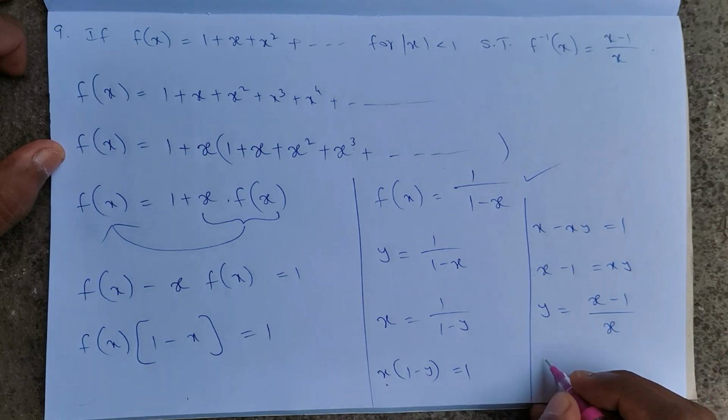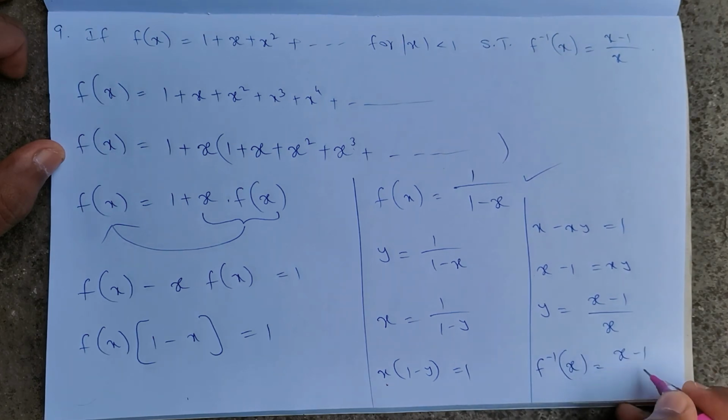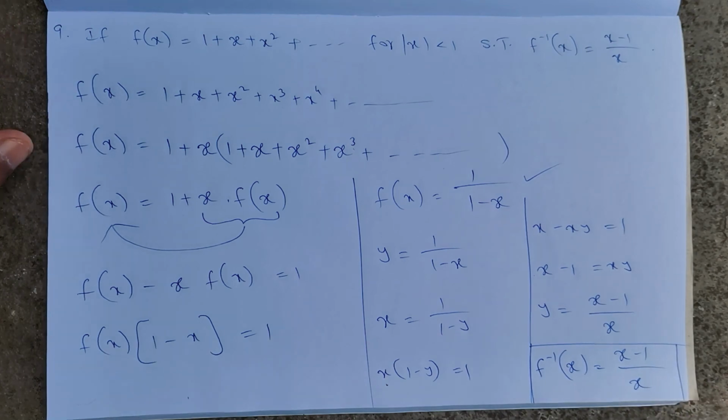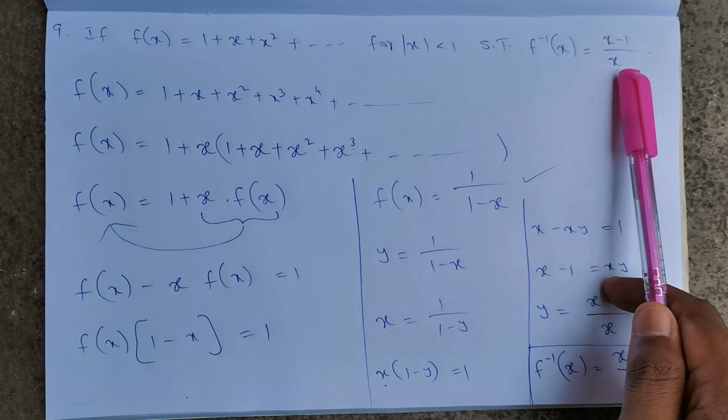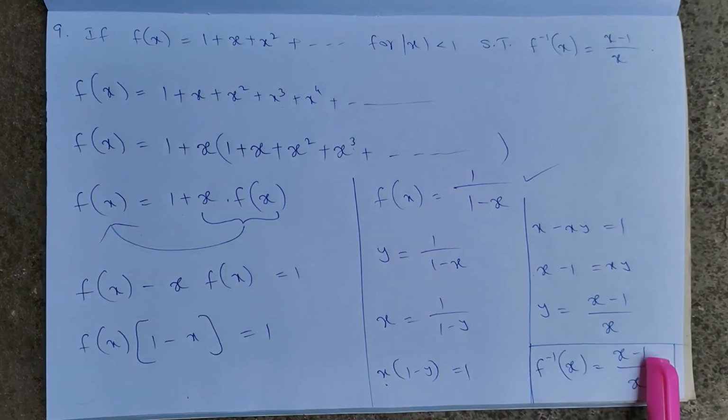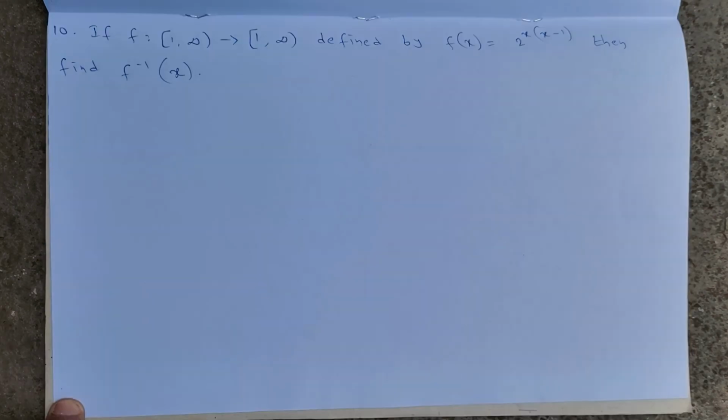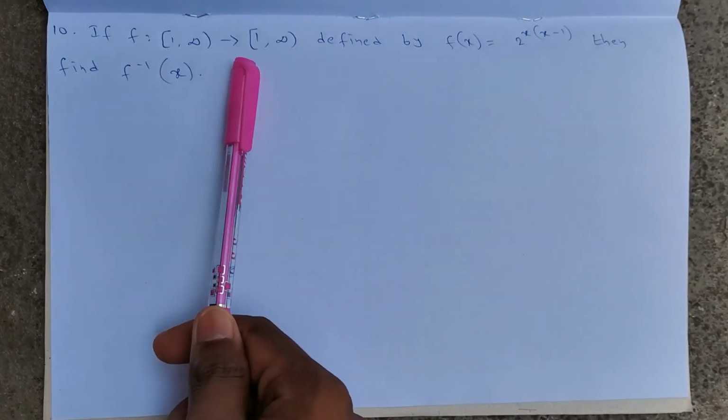Here y is nothing but f inverse of x. So f inverse of x is equal to x minus 1 divided by x. So hence proved.